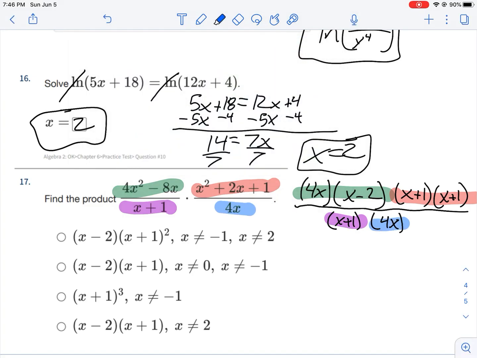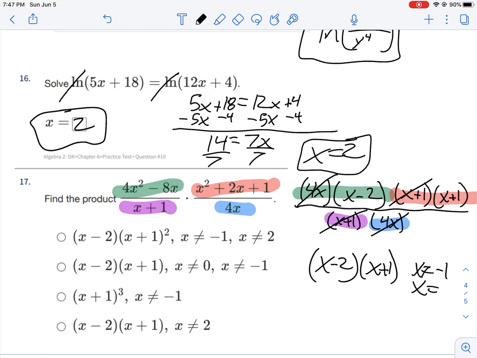And blue is going to be our last color. Now, what do we get for cancellations? 4x and 4x, x plus 1 and x plus 1. What gets left behind? X minus 2 times x plus 1. Numbers we aren't allowed to have. X cannot equal negative 1 because of that x plus 1. And x cannot equal 0. So x minus 2 times x plus 1. X cannot equal 0 or negative 1.